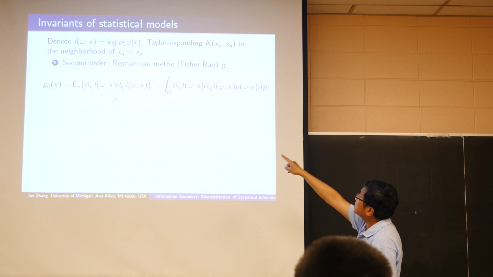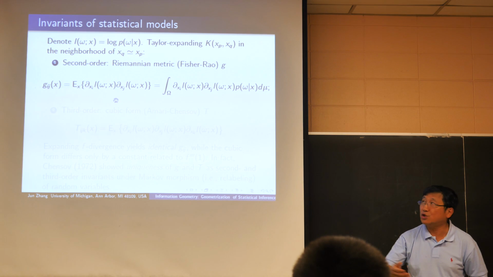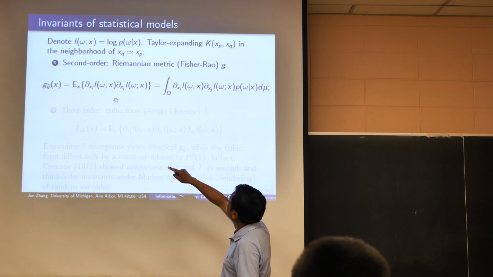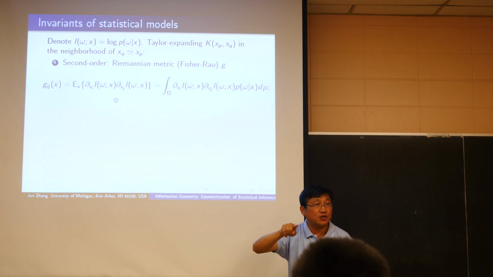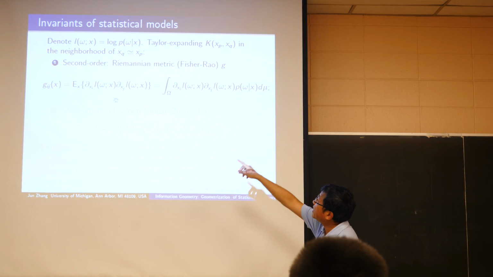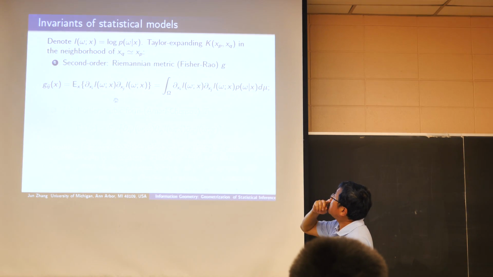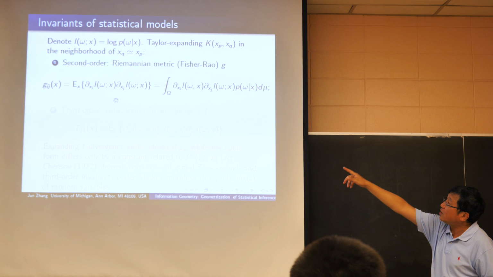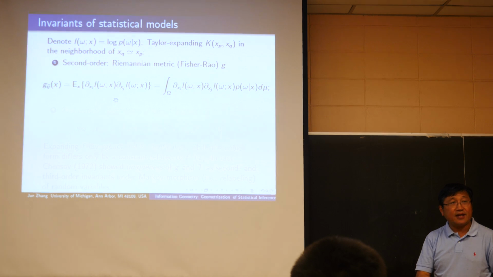It's the second order that first survives, and the surviving term we can identify and call g. Here we have the log p, and partial x_i stands for the partial derivative with respect to x_i, and partial x_j the partial derivative with respect to x_j. So we get this g_ij as a function of the parameter x. This quantity is semi-positive definite, as you can readily show, and in fact this is what is identified as the Fisher-Rao metric.